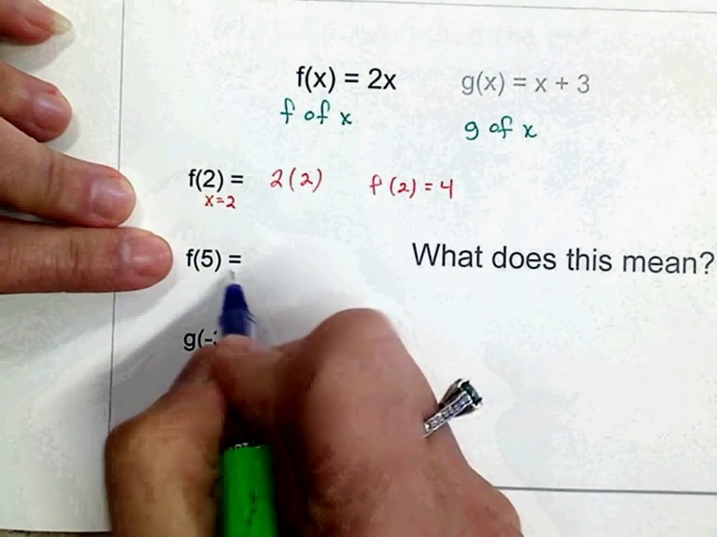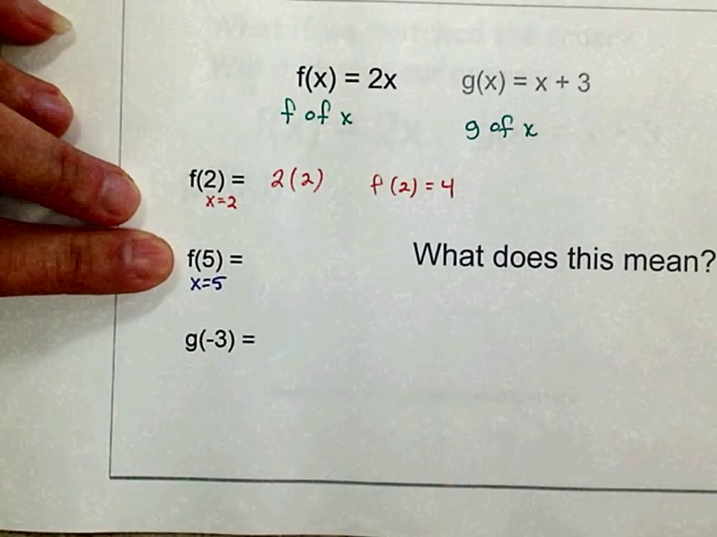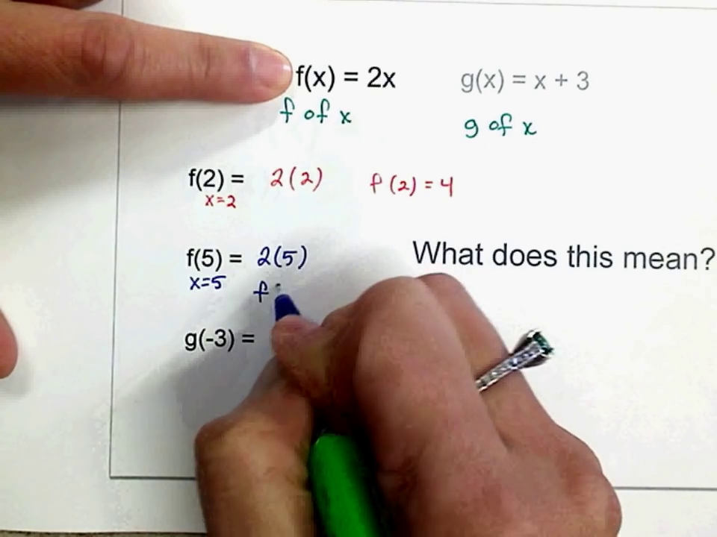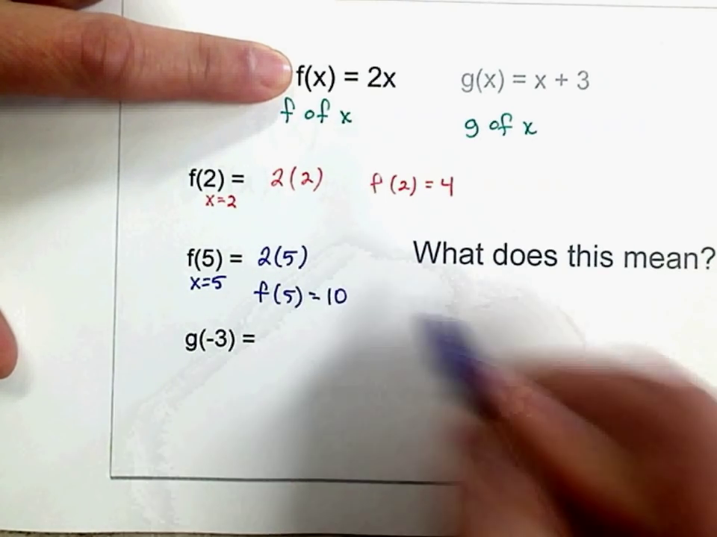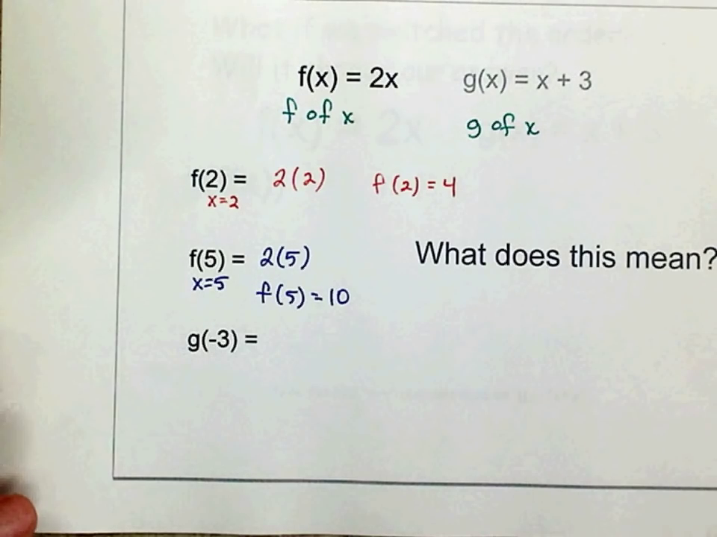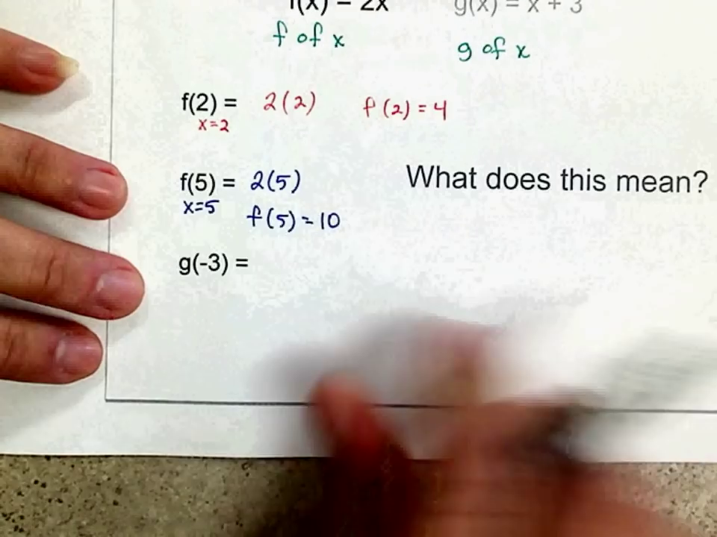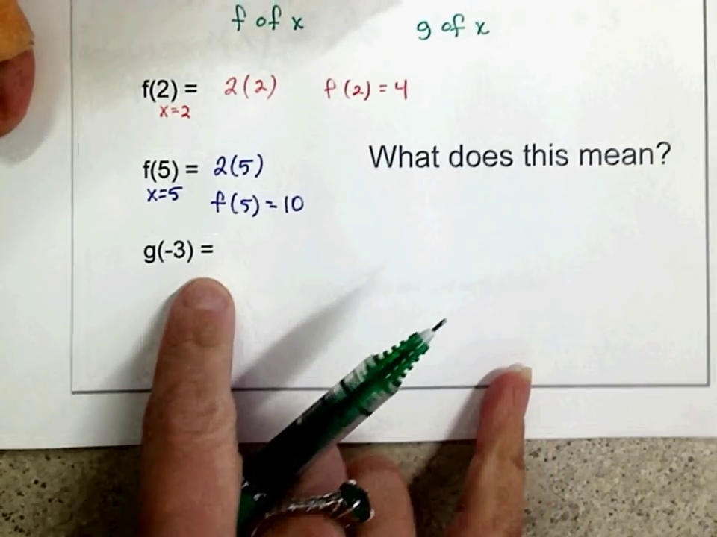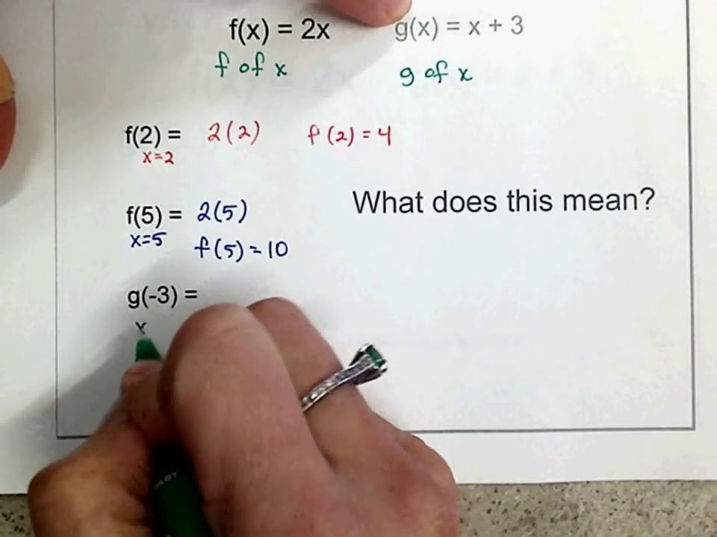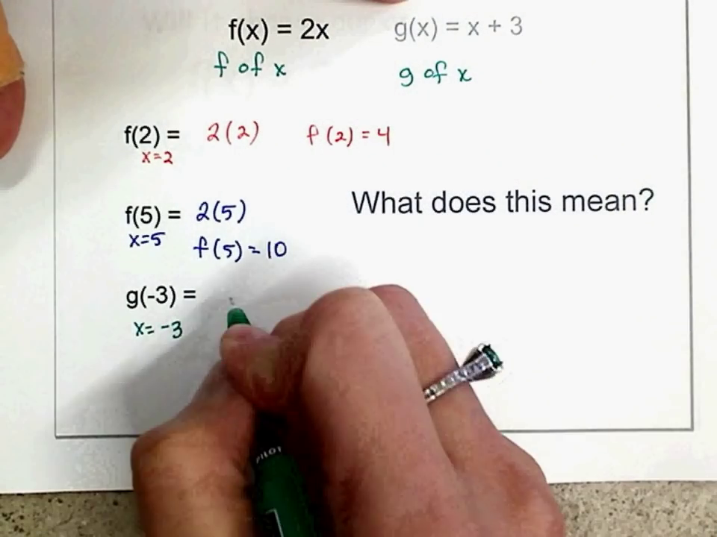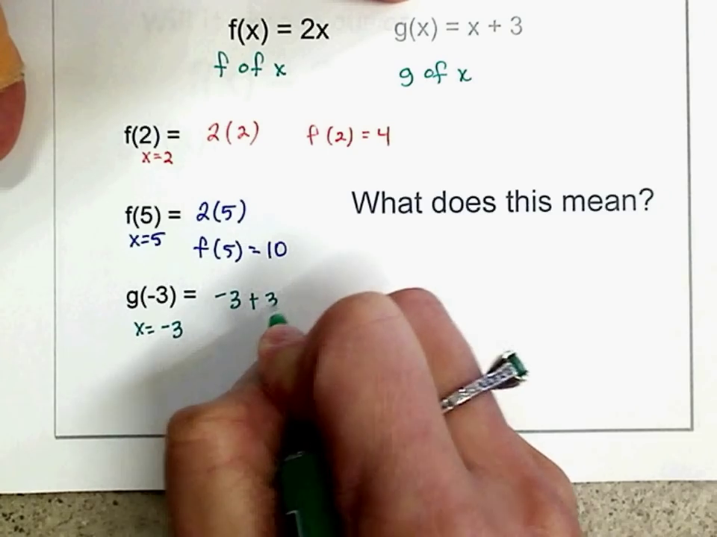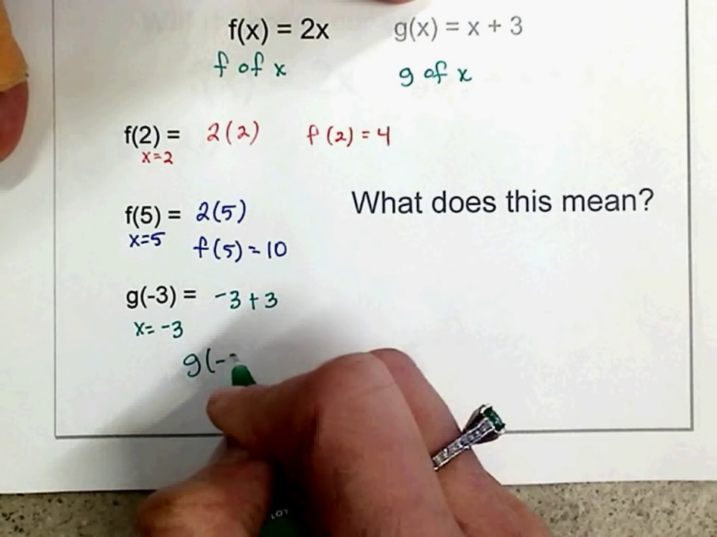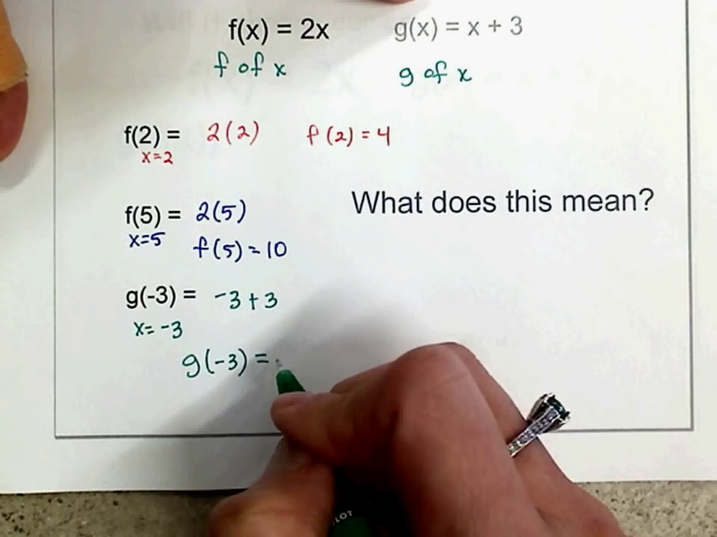Your f of 5, that means your x is equal to 5. So I'm going to go to this function right here. This is 2 times 5, so f of 5, 2 times 5 is 10. Your g of negative 3. So we're going to go to the g function. All right. Here we go. So x is equal to negative 3, so I'm going to plug that in. So negative 3 plus 3. You see where x is? I'm going to plug in negative 3. So g of negative 3 is equal to negative 3 plus 3, which is 0.